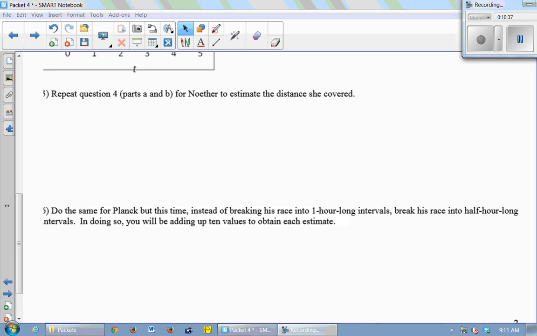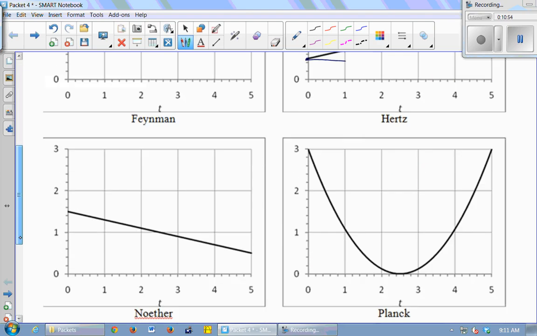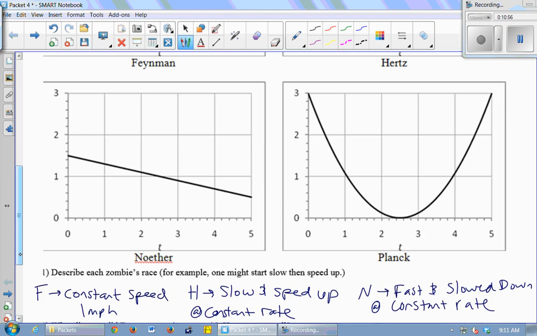So we're breaking his race up into half-hour intervals. And so we're going to be adding up 10 values, right? We have 5 hours, half-hour intervals. It's going to be 10 values. All right, so we'll start with an underestimate. So I'm going to go back to the picture. Okay, so I'm breaking this up into half-hour intervals. So I'm going to put in my marks here.